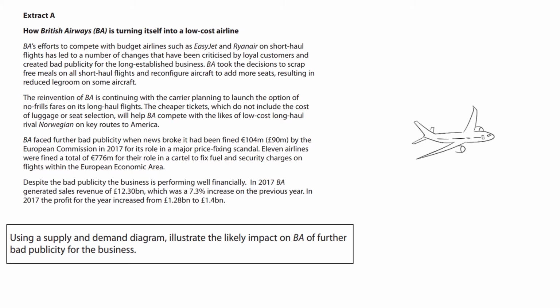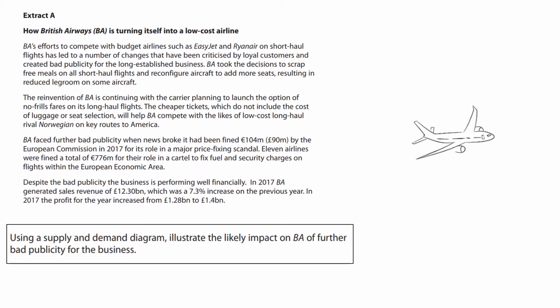Our next question, and this one has an extract. Using a supply and demand diagram, illustrate the likely impact on BA of further bad publicity for the business. BA's efforts to compete with budget airlines such as EasyJet and Ryanair on short-haul flights has led to a number of changes that have been criticised by loyal customers and created bad publicity for the long-established business. BA took the decisions to scrap free meals on short-haul flights and reconfigure aircraft to add more seats, resulting in reduced legroom on some aircraft.